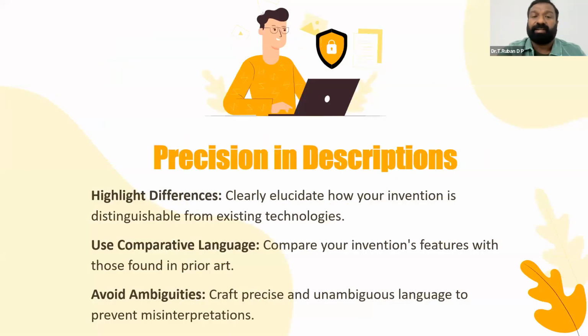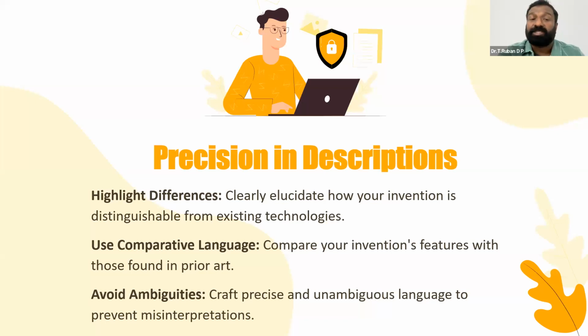And next is precision in description. And here there are three brushes to add the defining strokes. One is highlight the differences. Next, use comparative language. So if you picture your invention as a character in a story, use comparative language to describe its features. Compare them with what's found in the prior art. It is like saying in the words of the invention, here is what makes me the hero.